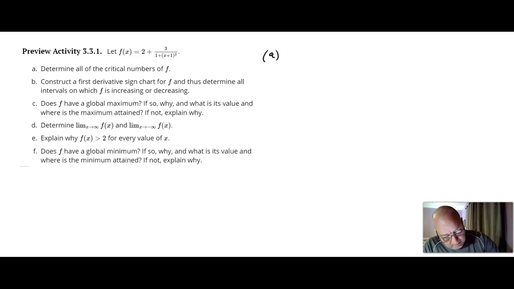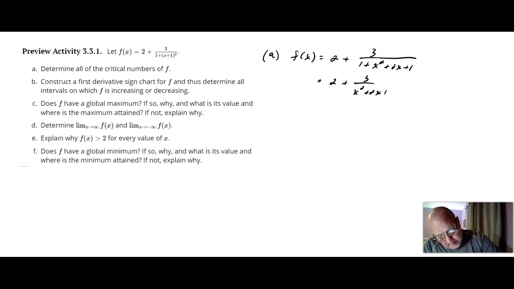All right, so the first thing I want to do is simplify f of x slightly. I'm going to take the denominator and expand the x plus 1 squared. So this is x squared plus 2x plus 1. And so that gives me 2 plus 3 over x squared plus 2x plus 2. Now I'm going to take the derivative of that, f prime of x. Well, the derivative of 2 is just 0. And so now I'm left with 3 over x squared plus 2x plus 2.